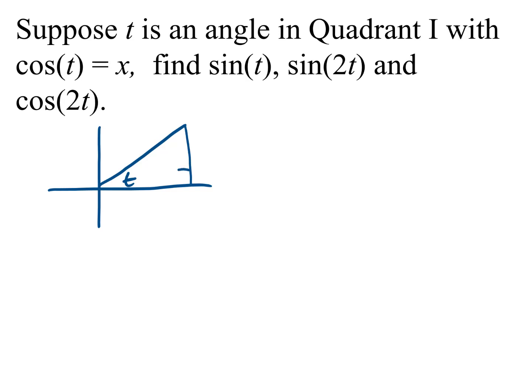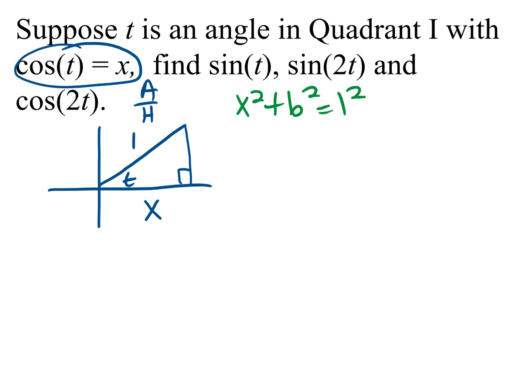I'm going to make a triangle out of it, and I'm going to label that triangle so that the cosine of t is x. We know cosine is adjacent over hypotenuse, so I'm going to label the adjacent x and the hypotenuse 1. Now I'm going to find the third side, just a Pythagorean theorem, x squared plus b squared equals 1 squared. So b squared equals 1 minus x squared, and if we square root both sides, we just need the positive because we've got a length here. It's the square root of 1 minus x squared.